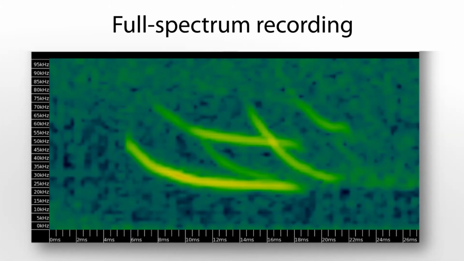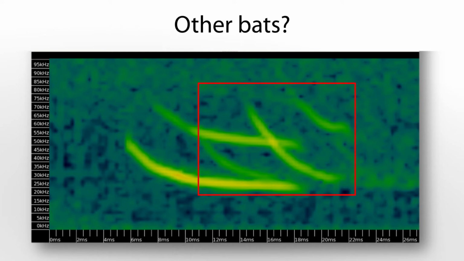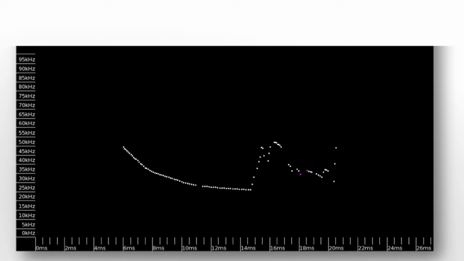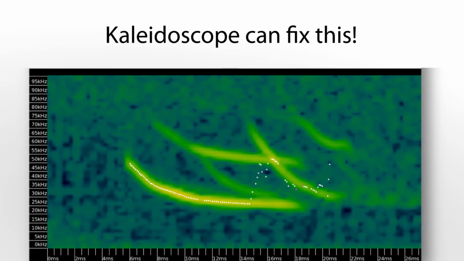It just so happens this recording was originally made as a full spectrum recording. And if we look at the full spectrum recording, we see harmonics and at least one, if not two, other BATs. The zero crossing view we just saw was a conversion done by Kaleidoscope from full spectrum to zero crossing. If Kaleidoscope works the same way as a native zero crossing recorder, this is the kind of mess that can happen. But Kaleidoscope has a secret. Well, it's not a secret, but it is a very powerful feature.